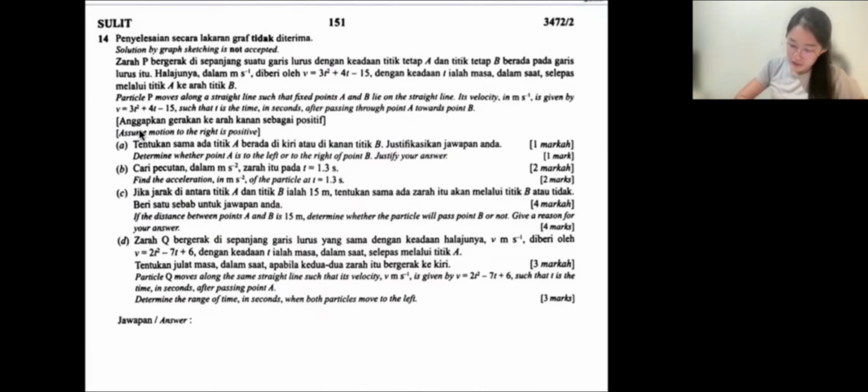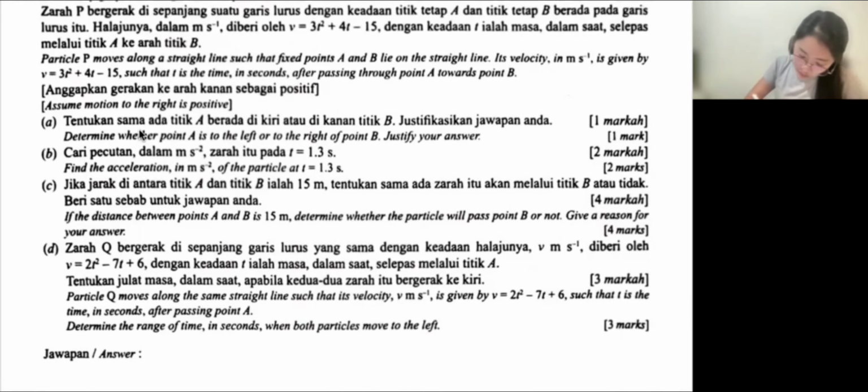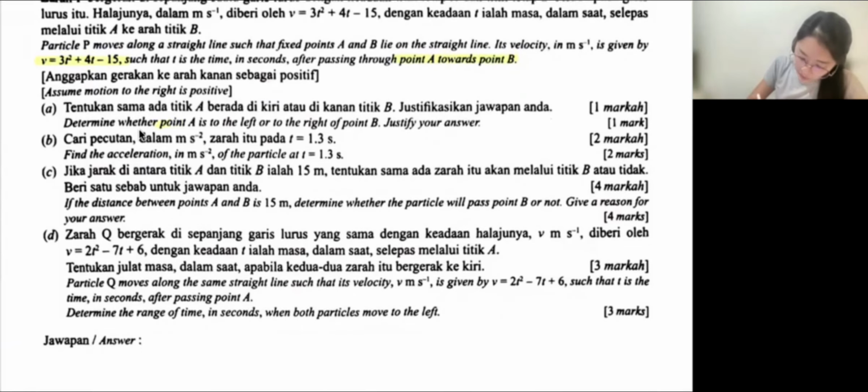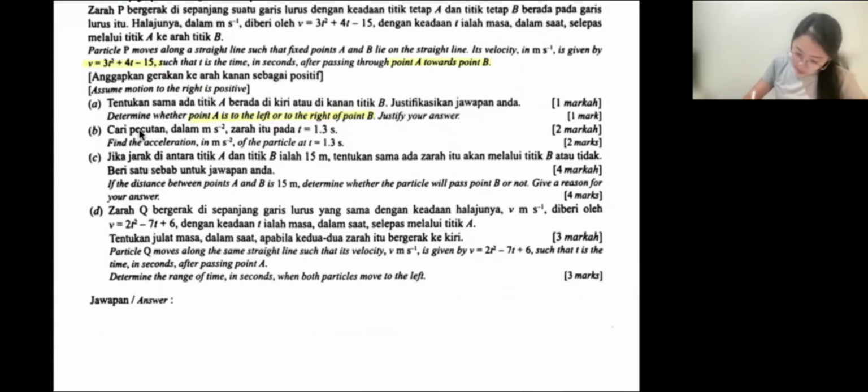14, kinematics. Particle P moves along a straight line such that fixed points A and B lie on the straight line. Then velocity is given to you, this equation, such that t is the time in seconds after passing through point A towards B. So it's from A moving towards B. I don't know where A is, where B is yet. So determine whether point A is on the left or the right of point B. Justify your answer.